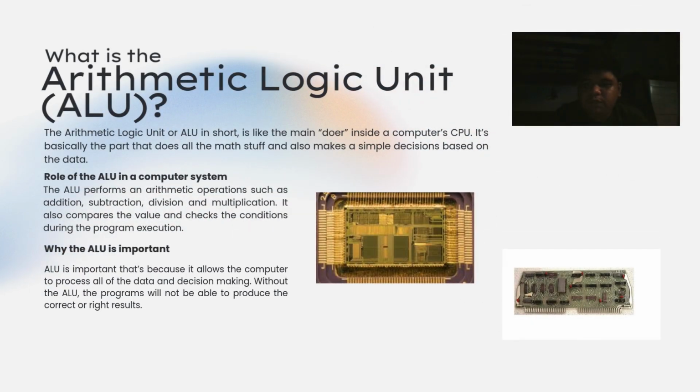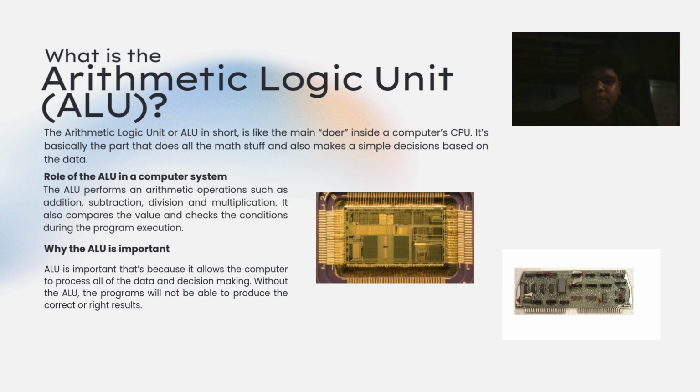Alright, so first off, what is the arithmetic logic unit, or ALU for short? So the arithmetic logic unit is also known as the ALU, and it's one of the main components inside the CPU. It is often described as the part that does the actual work of the computer. The ALU is responsible for handling all the mathematical operations, such as making a simple decision based on the command it receives. In a computer system, the role of the ALU is very important.